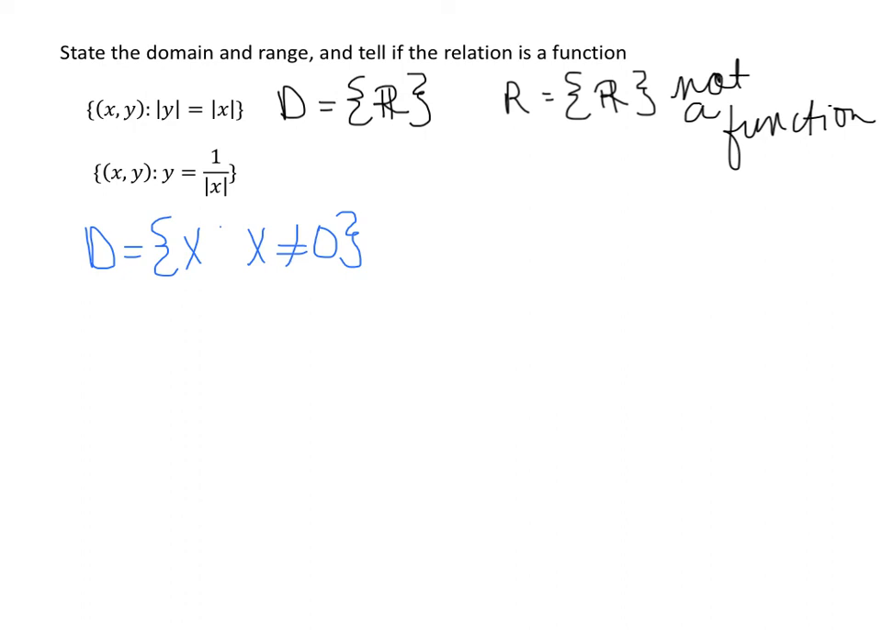So then the question becomes, well, what's our range going to be? Well, we know because of this absolute value, it can't be negative. And we also know that because our variable's in the denominator, it can never be equal to 0. So for this one, our range is that y has to be greater than 0. Our function will be greater than 0.